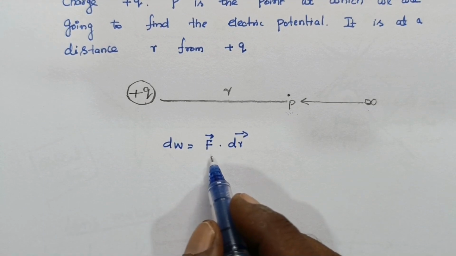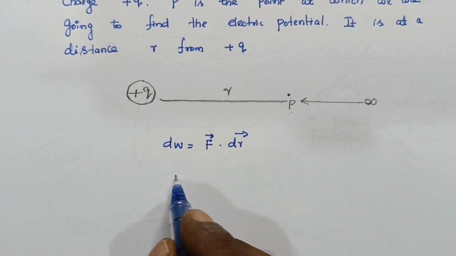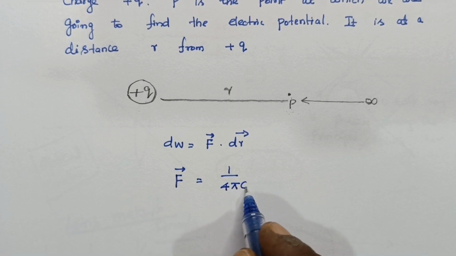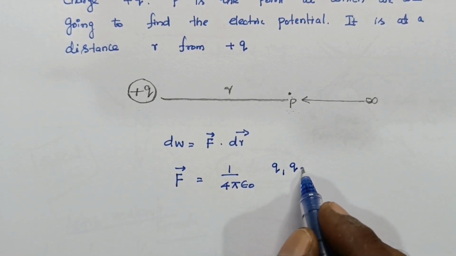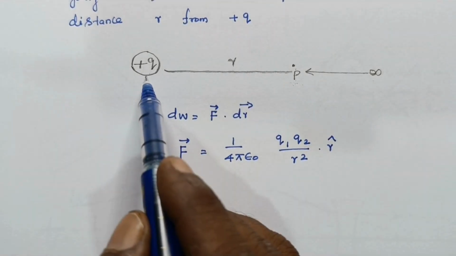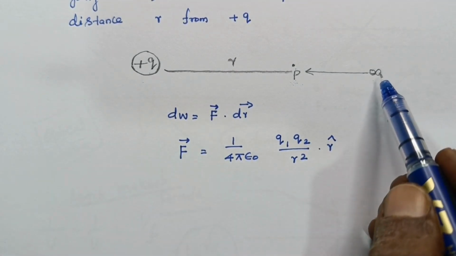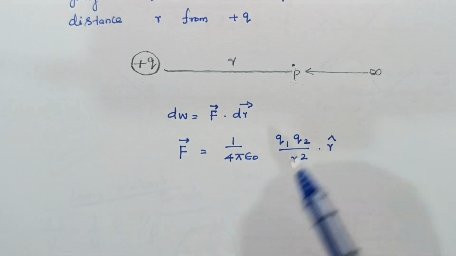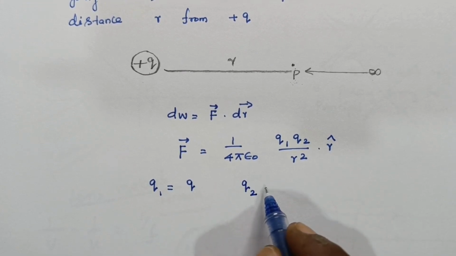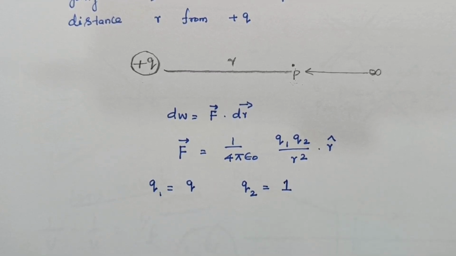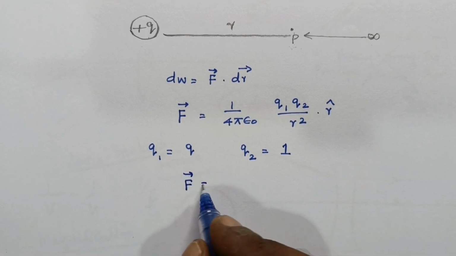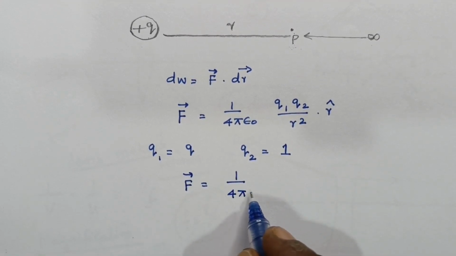Here the force is the electrostatic force. Electrostatic force is given by F vector is equal to, the more general formula is 1 by 4 pi epsilon 0 Q1 Q2 by R square into R cap. In our case Q1 என்னது, Q, that is a point charge. நம்ம எந்த சார்ஜை மூவ் பண்ணுறோம், ஒரு யூனிட் பாசிட்டிவ் சார்ஜை மூவ் பண்ணுறோம். ஸோ Q1 is equal to Q plus Q and Q2 is equal to 1 because we are moving unit positive charge, 1 coulomb.